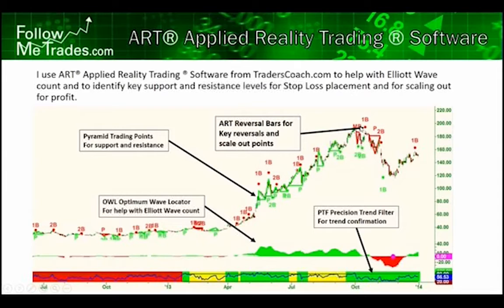The Applied Reality software also includes reversal bars that show key reversal areas, and we use those for scaling out once we're in a trade, taking some profit. The optimum wave locator at the bottom here is an oscillator that helps us with our wave count to confirm what wave we're in. And this precision trend filter confirms the trend, and it's a really easy indicator to use. If it's green, it's predicting more highs. If it's red, it's predicting more lows, and if it's yellow, it's neutral. It's not predicting anything. So that's pretty easy to interpret.